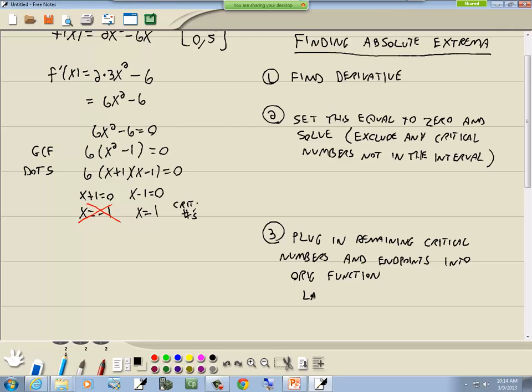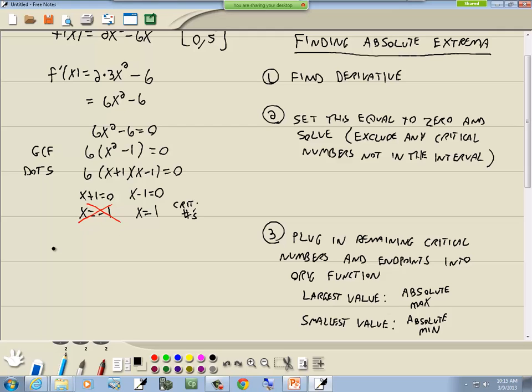Your largest value will be your absolute extrema, specifically, your absolute max. Your smallest value will also be your absolute extrema, specifically, your absolute min. Extrema is just another word to represent your mins and maxes.